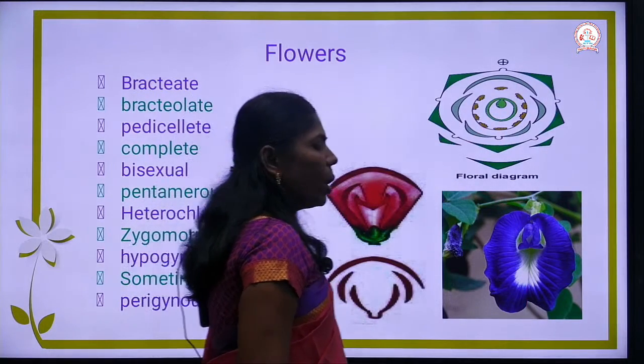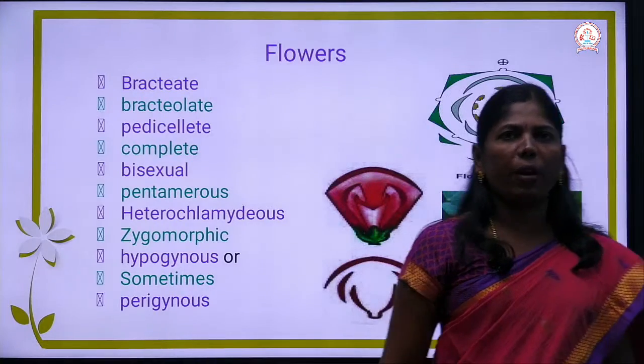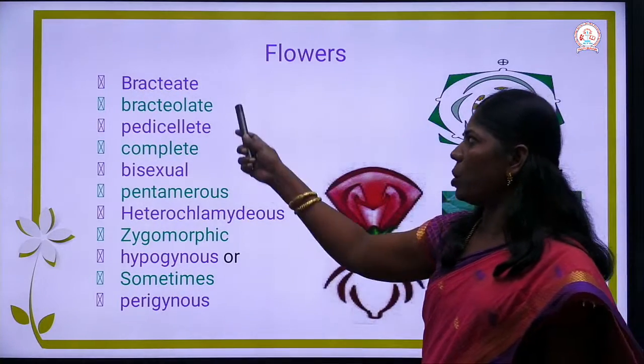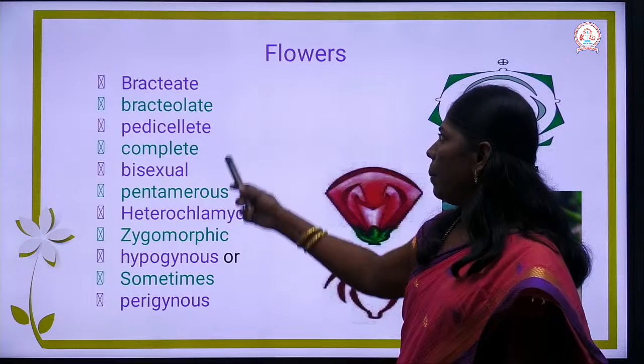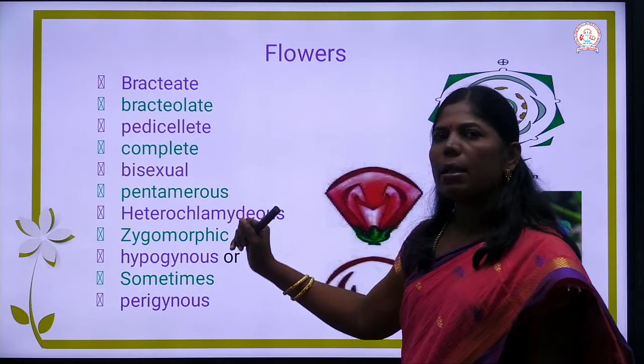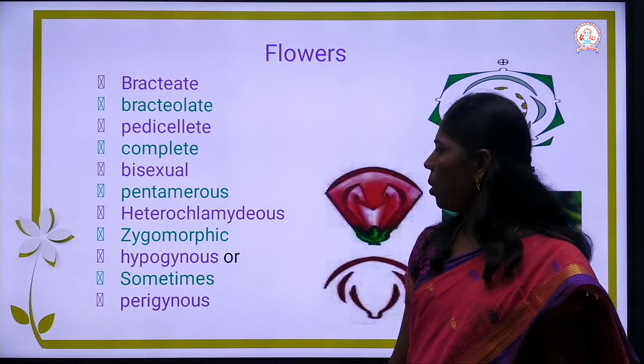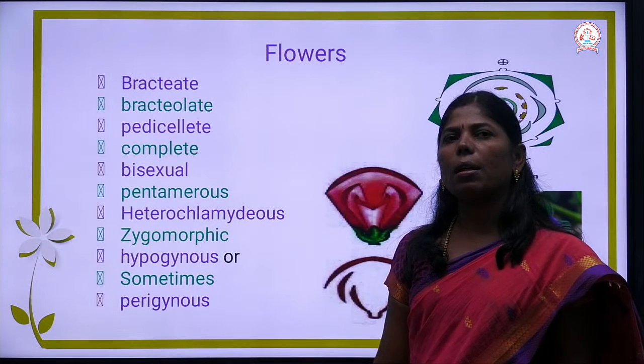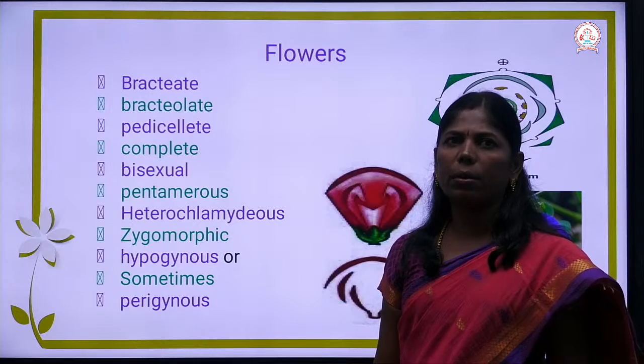Okay, so what are the characters of the flowers in the Fabaceae? Bracteate, bracteolate and pedicellate, complete, bisexual, pentamerous, heterochlamydeous, zygomorphic, hypogynous or sometimes perigynous.